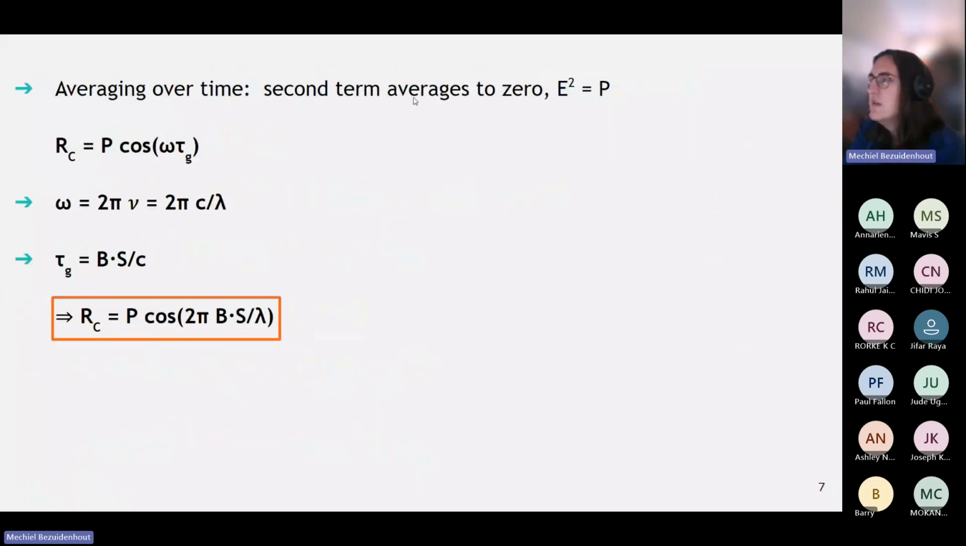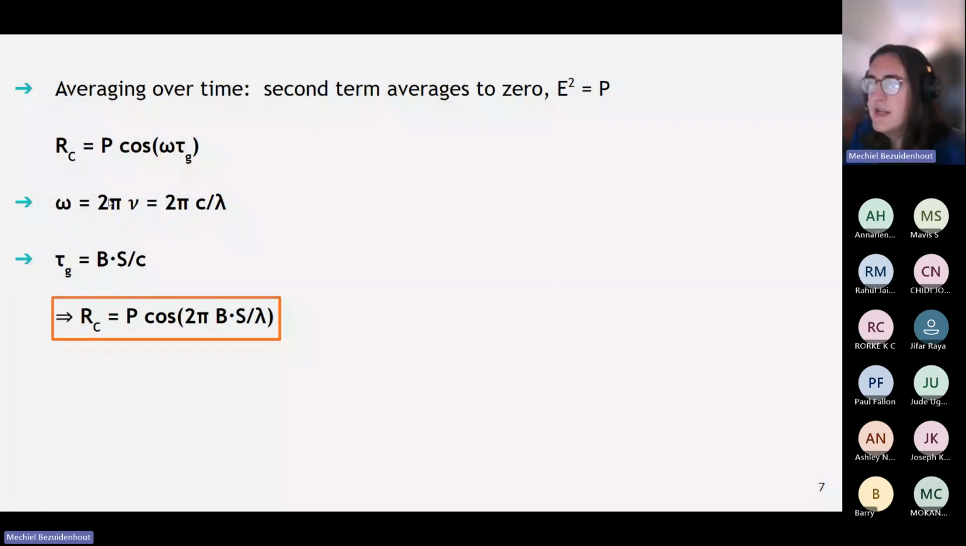When we average over time, the second term averages to 0, and now the E squared, the amplitude, is equal to the power in the signal. Remember, the signal that we measure is the average of the squared voltage of the signal. So we're left with this equation: the response is P cosine omega tau.